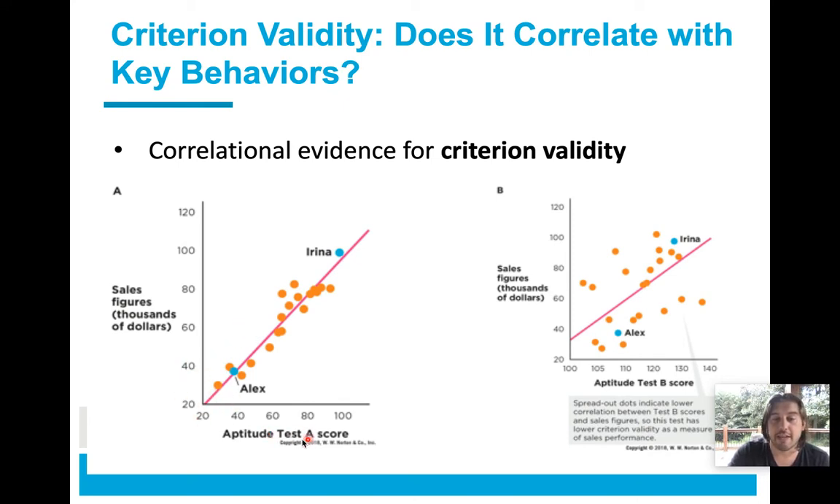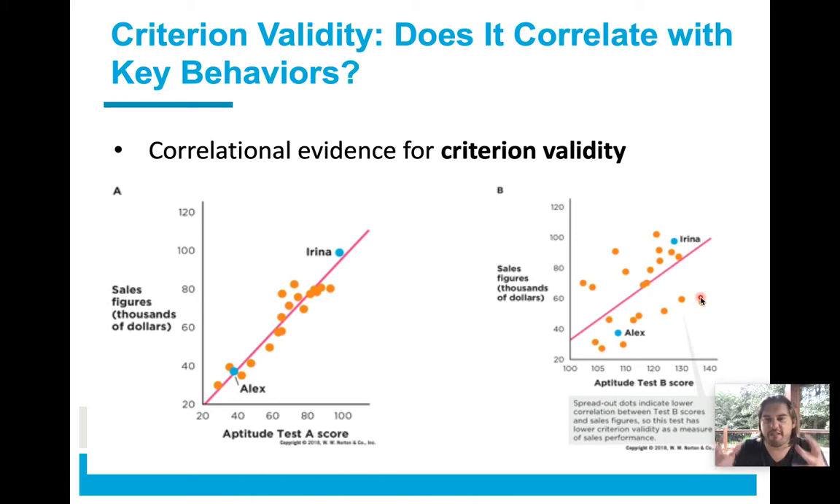So this would mean that the aptitude test has good criterion validity for sales. Over here on the right, we see what data would look like for an example aptitude test that does not have good criterion validity, or has lower criterion validity. Notice that the data are much more scattered. They're much more random. Some people who score lower on the aptitude test do well in sales. Some people who score high on the aptitude test do poorly in sales. The relationship is not as obvious.